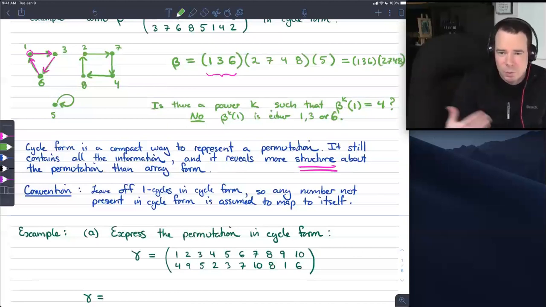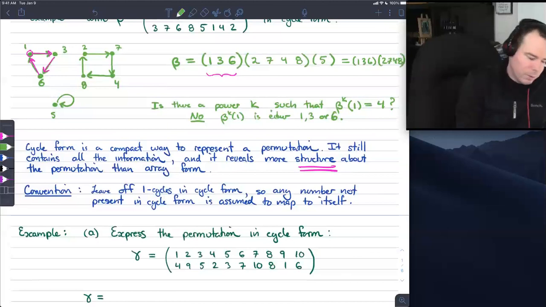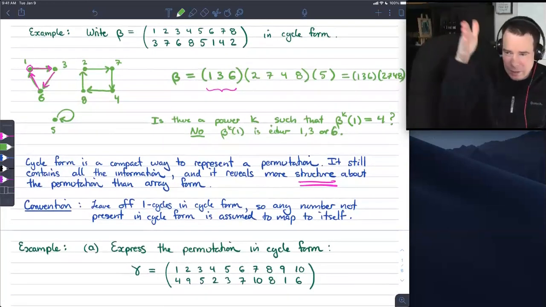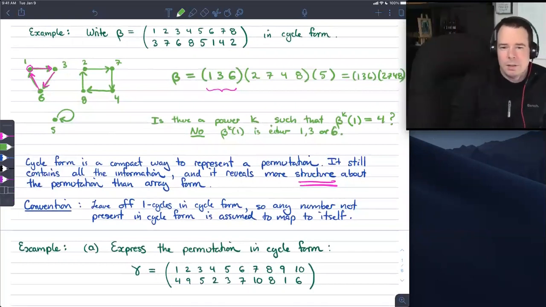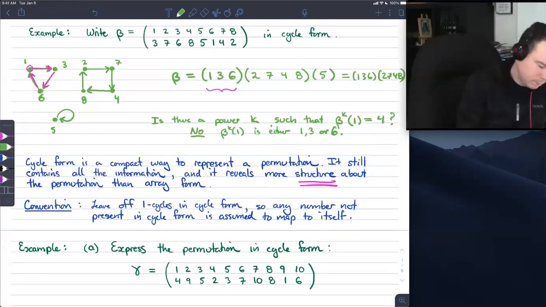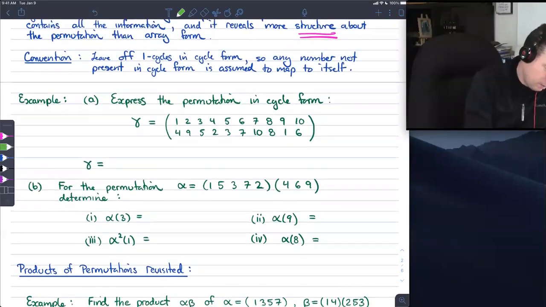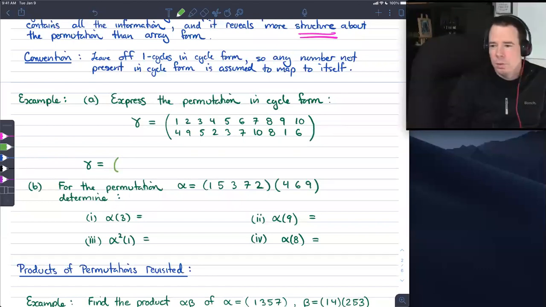We don't have to write, in our array form, I had to write 5 up top and then 5 down below to say that 5 goes to 5. Here, in the cycle form, I just leave 5 off. And the convention is that if it's not there, it mapped to itself. It didn't move, in other words. So let's express gamma as a cycle. So the way we're going to do this is we are just going to pick the numbers in numerical order and see what happens.